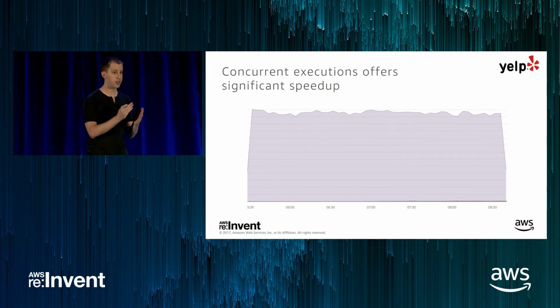We're plotting on the x-axis time, so about the 3-hour period where we're doing all these executions. And on the y-axis, we're plotting how many executions we are starting over that time. And what we saw with Step Functions was basically it soaked up these executions as fast as we were able to send them. And this is true over the entire 3-hour period of the batch process.